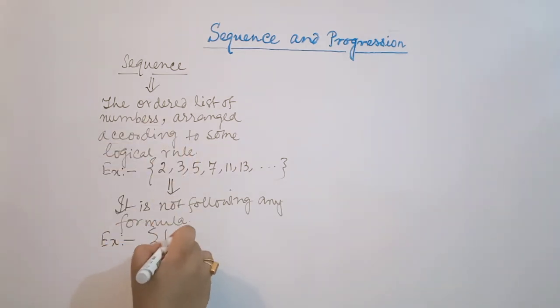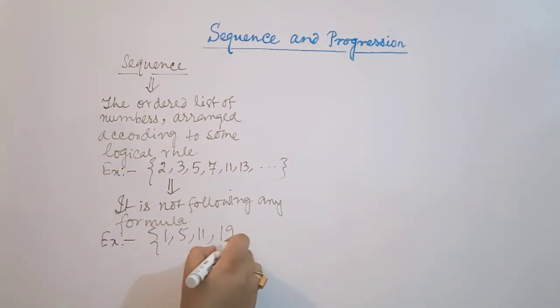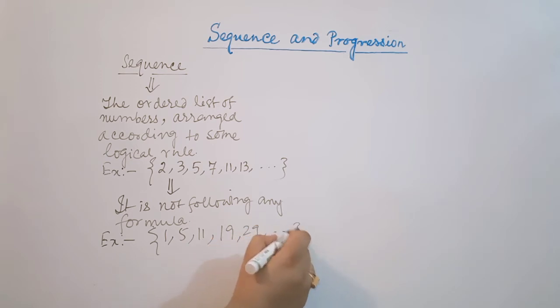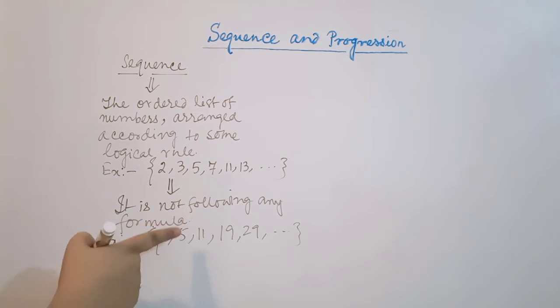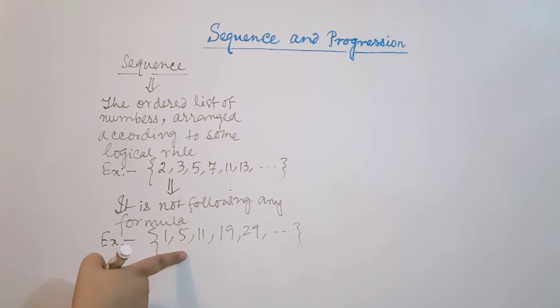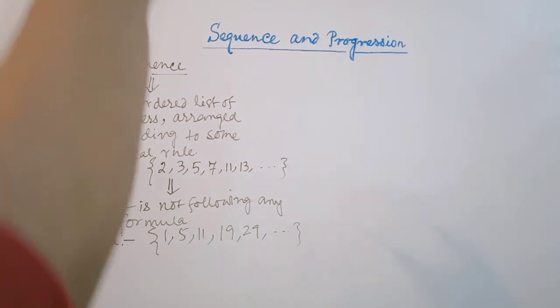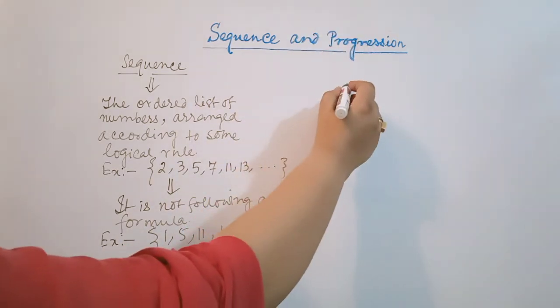1, 5, 11, 19, 29 and so on. This example also states that it is a sequence from which we can never find any specific term because it is not following any formula. It is not associated to any formula. Now let's consider another sequence of this form.